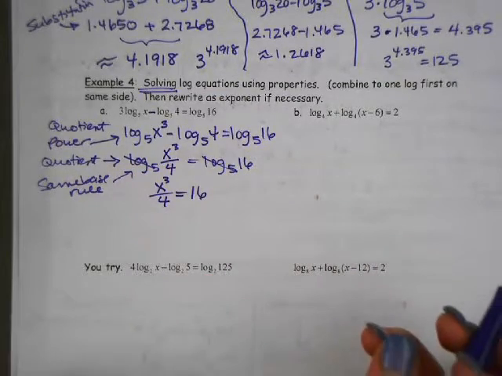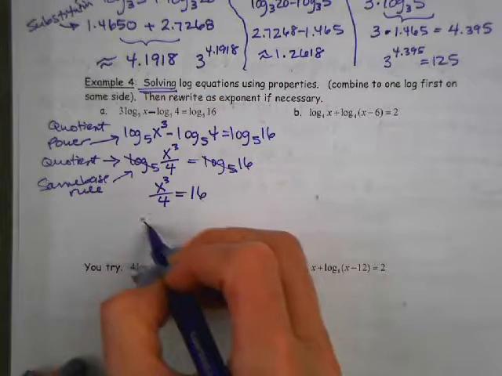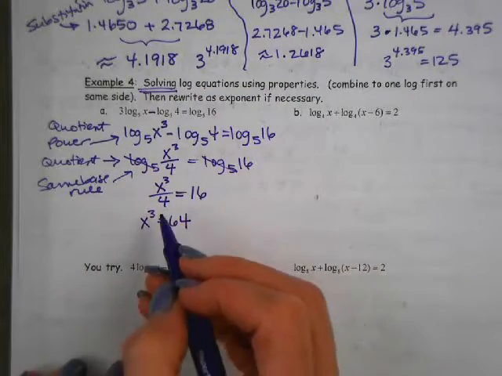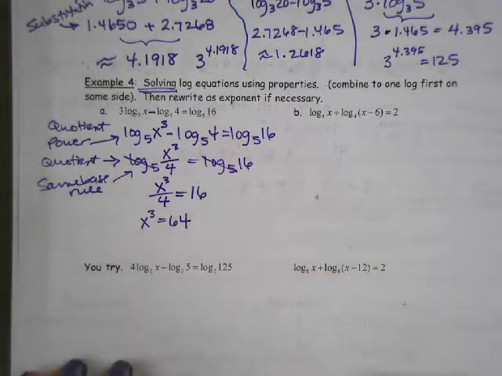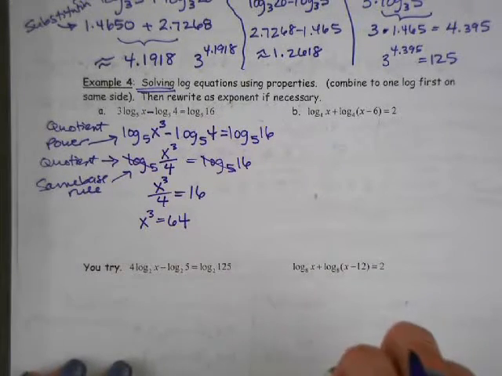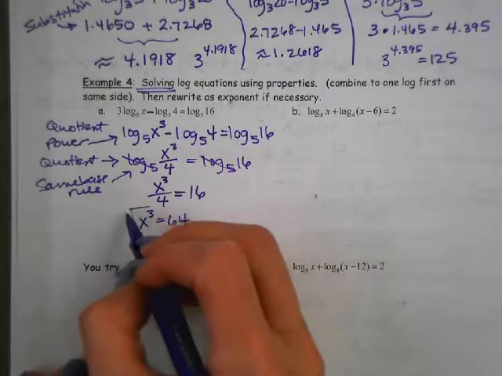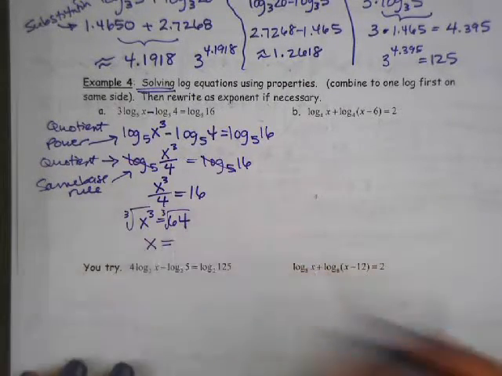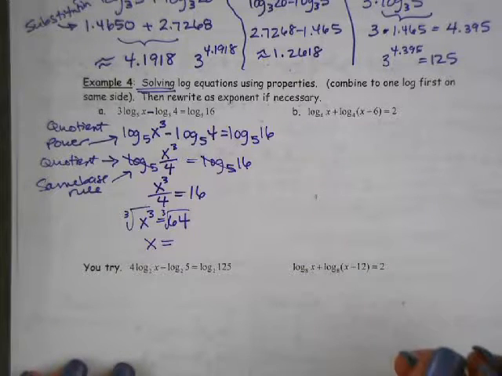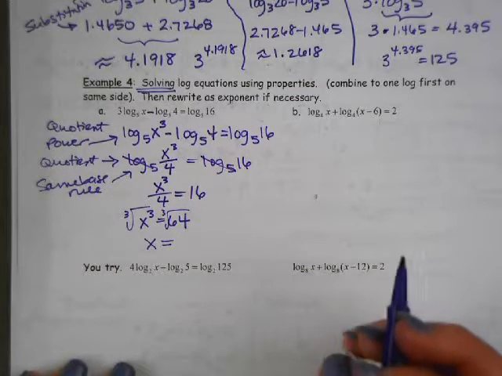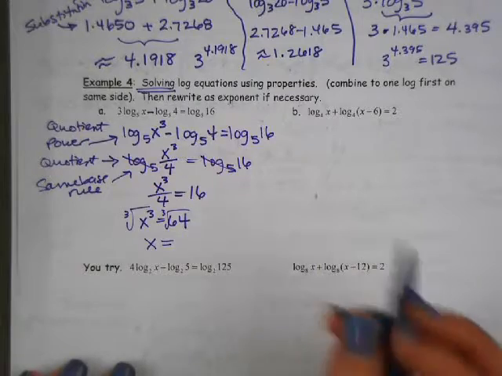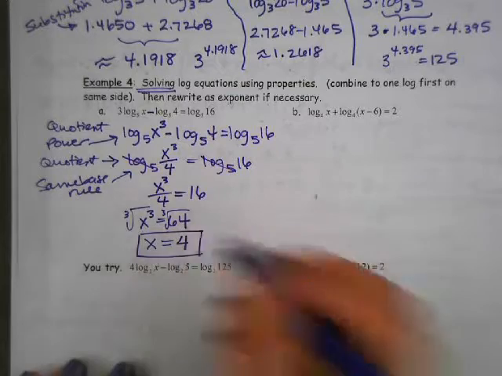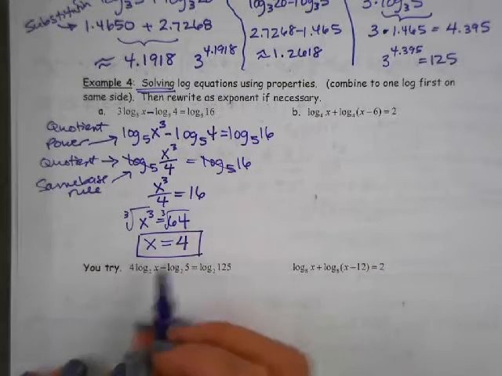So what would I do? Multiply both sides by 4. So I get x cubed equals 64. How do I get rid of a cubed? Take the cube root, right? So you're going to take the cube root of both sides. Alright, what is the cube root of 64? Anyone know? Not 8? It's 4. Okay? So 4 times 4 is 16 times 4 is 64. So that is your answer.